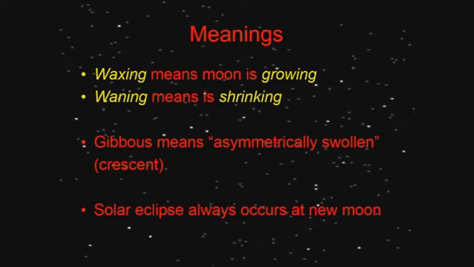So waxing means the moon is growing, waning means the moon is shrinking. The word gibbous really just means asymmetrically swollen. It's got nothing to do with apes or monkeys or whatever. It's just a term that we use to mean there's more on one side than the other. Solar eclipses, we'll get to the mechanism that causes these soon, but a solar eclipse can only occur at a new moon phase. Okay? This is an important thing to remember. A new moon is necessary for a solar eclipse to happen.